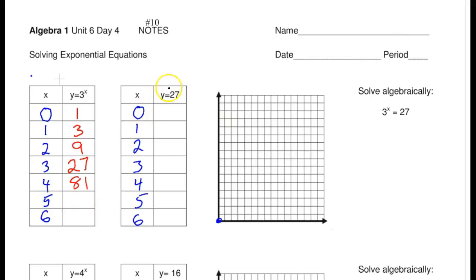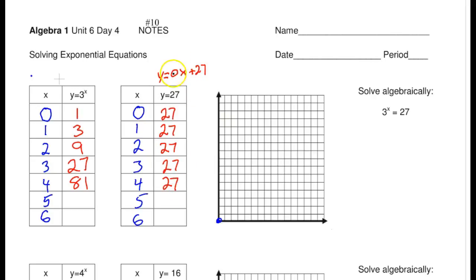Now there is no actual x in here, so you can think of this as just 0x plus 27, right? So if you plug in 0, what do you get as your answer? 27. Plug in 1, what do you get as your answer? 27. Plug in 2, what do you get? 27. Remember, it's just a horizontal line.